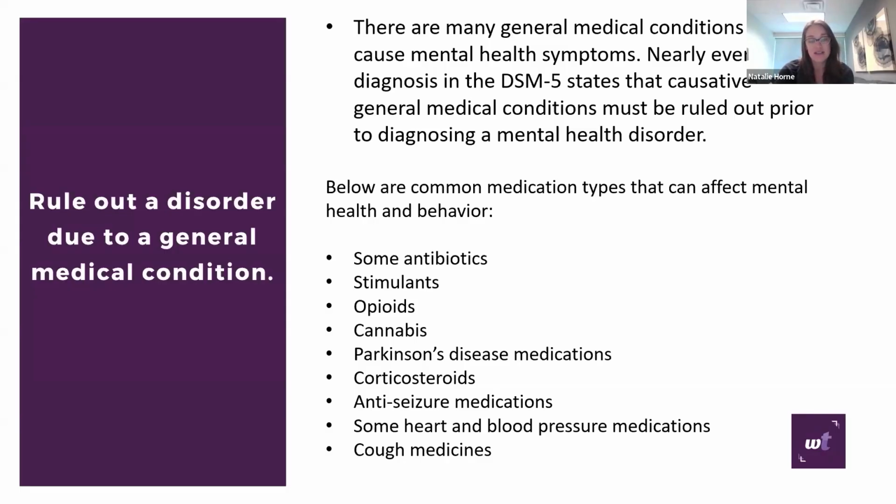So some medications can cause and impact mental health and behavior, like antibiotics, stimulants, opioids, cannabis, Parkinson's disease medications, anti-seizure meds, heart and blood pressure meds, and cough medicines. And not only can medications induce mental health symptoms, but certain medical conditions, even general ones that people often experience, such as in older women experiencing a UTI, might cause some sort of confusion or even hallucinations or delusions. That doesn't mean someone who's 70 is experiencing schizophrenia for the first time, because we know that's not the typical onset, so it would be important to rule out any medical issues such as a UTI.